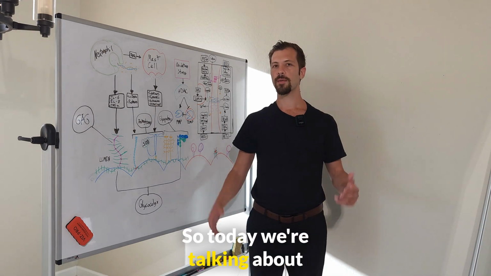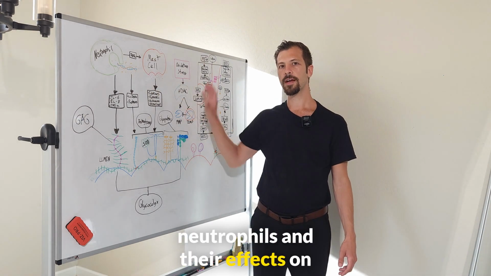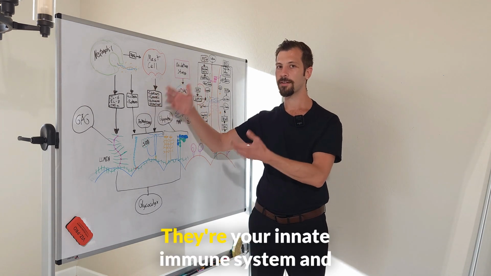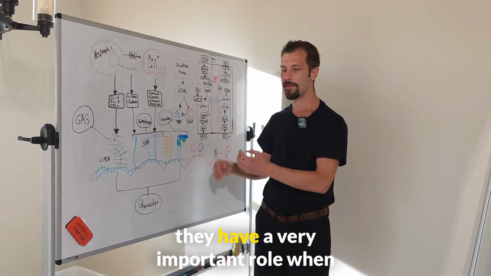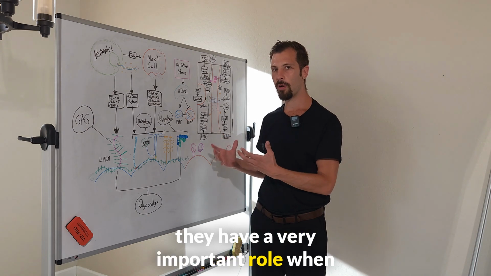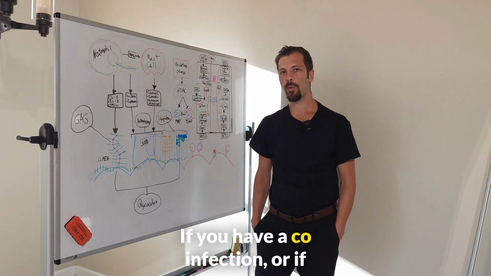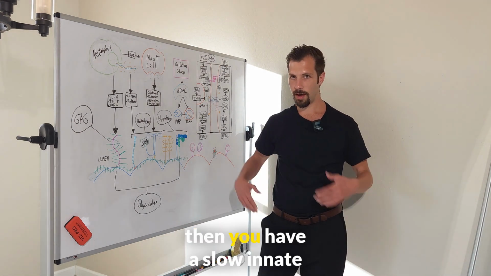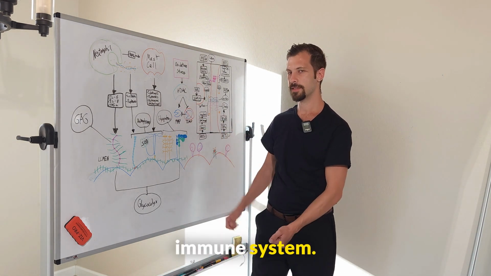So today we're talking about neutrophils and their effects on the glycocalyx. Your neutrophils are your white blood cells. They're your innate immune system, and they have a very important role when fighting pathogens. If you have a co-infection, or you've ever heard of immunosuppression, then you have a slow innate immune system.